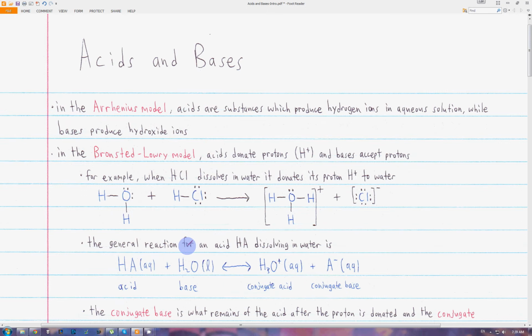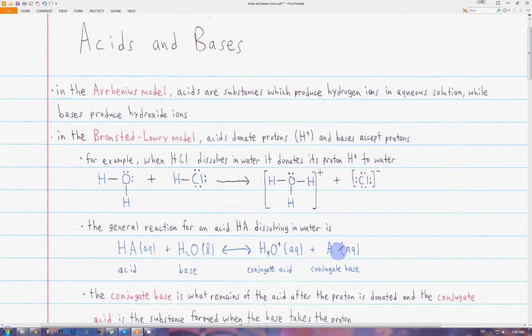So we can generalize this reaction for any acid dissolving in water. So we have the acid HA. H represents the proton, while A represents anything else that the acid is made of. And then H2O, which acts as a base in this situation. And then they form the H3O plus, the hydronium, since the acid donates its proton to the water. And then that leaves the A minus, whatever is left of the acid after it donates its proton.